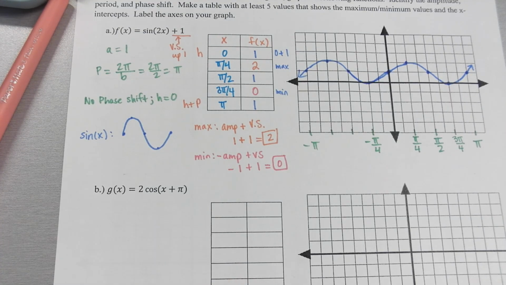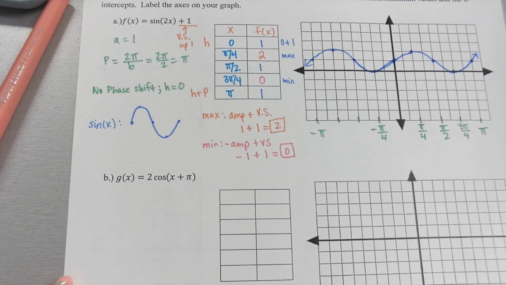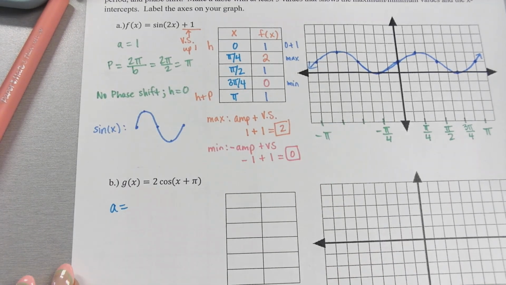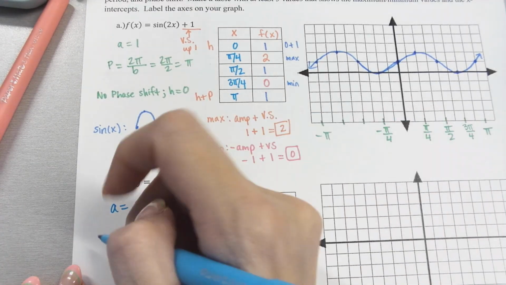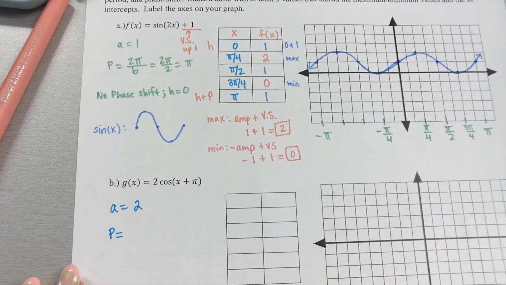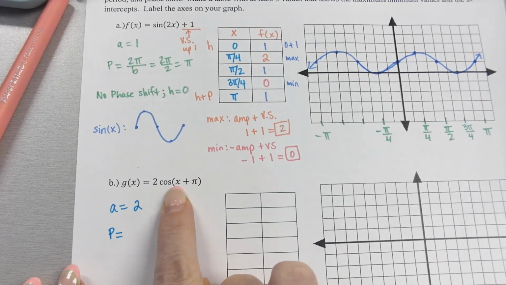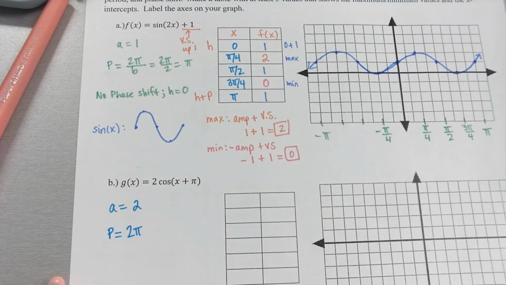All right, let's try part B. Again, you guys already found your amplitude and your period. Caleb, what did you get for your amplitude here? 2, yep. And then Cody, what did you get for the period? Yes, the B value in front of the X is a 1, so 2 pi divided by 1 is just going to be 2 pi.